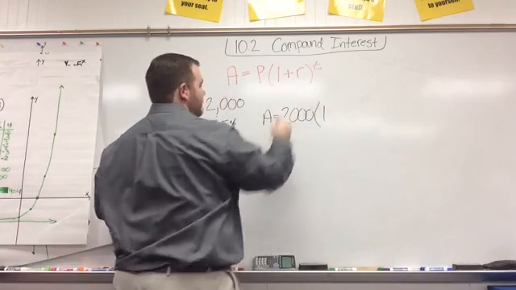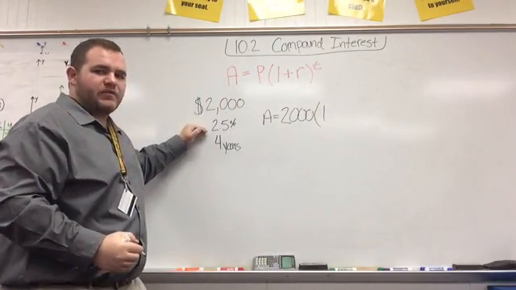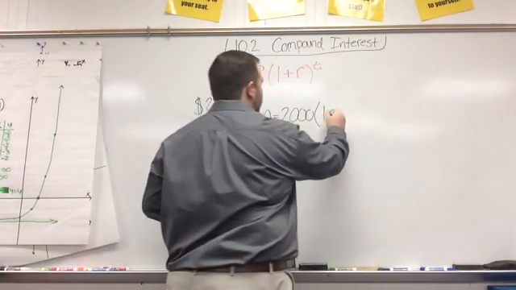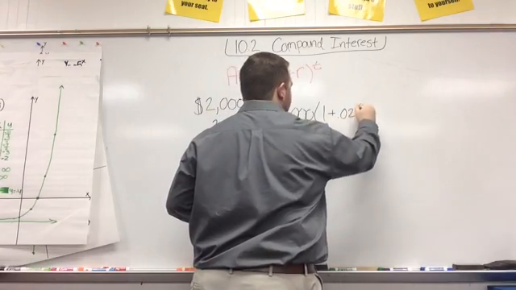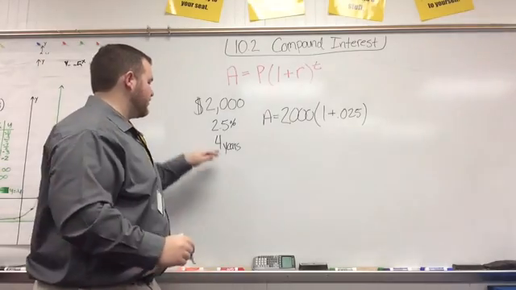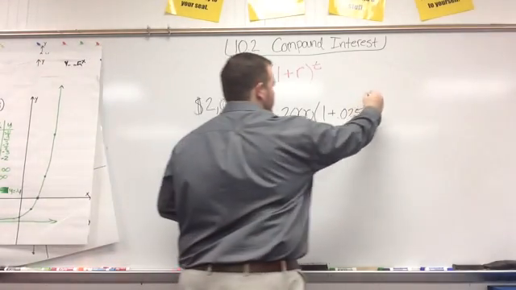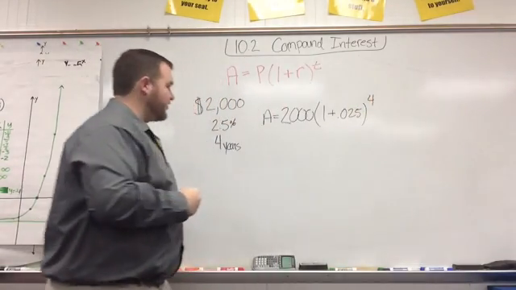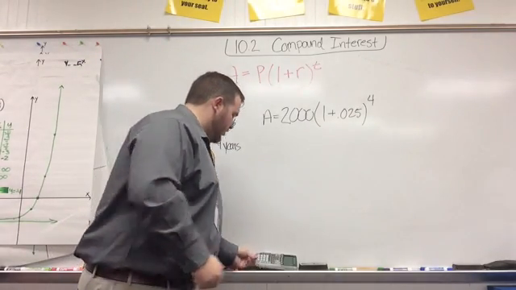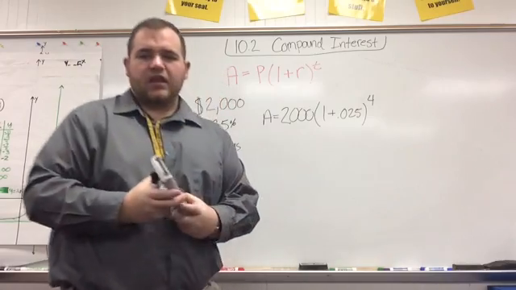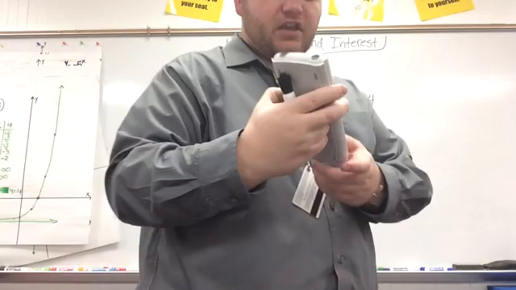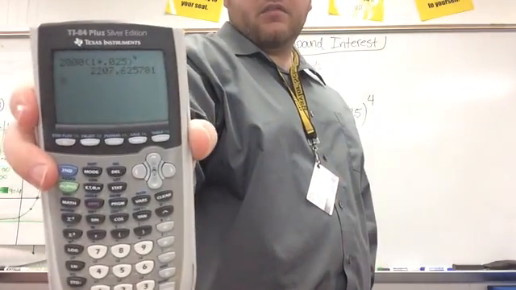And then we have 1 plus the rate. Well, our rate is 2.5%. We need to change it to a decimal, so we got to move it to the left 2 places. So 1 plus 0.025. And then we got to raise that to the number of years. So we're dealing with 4 years. So we have 2,000 times the quantity of 1 plus 0.025 raised to the 4th power. Let me go ahead and type that into our calculator. And it's going to look something like this. And so we can go ahead and hit enter. And that's what we get.